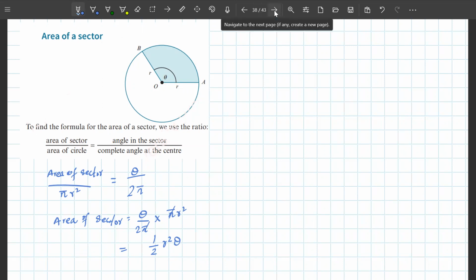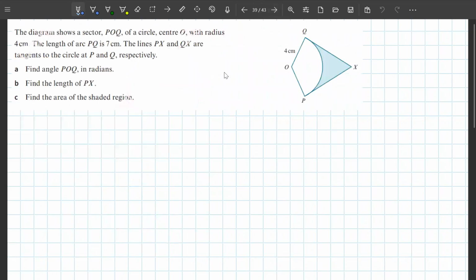So let's have a look at the next question. Here we have a question, and at the end they ask about the shaded part as well as a few other parts. The diagram shows a sector POQ. Remember that POQ represents the sector, and R is 4 here. R equals 4, and it means O to P is also R. So R equals 4, and this one is the angle of the sector, which we don't know.